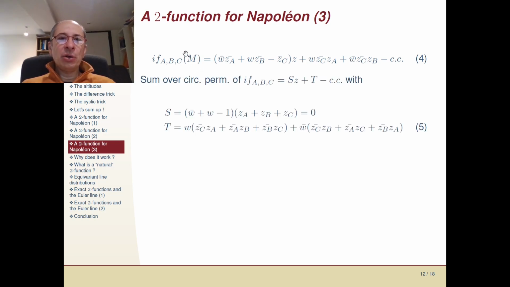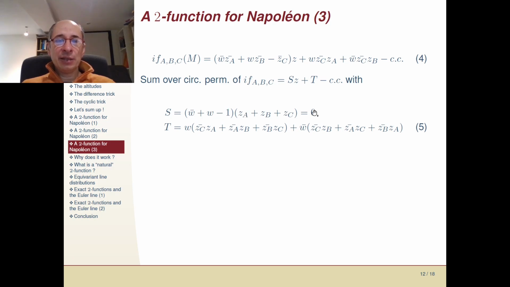Now we would like to know if this two function is cyclic. For this, we sum over cyclic permutations, and we obtain something like this, factorizing by Z. We have here an expression which is the sum over all cyclic permutations of the letters ABC times Z, plus something I call T, which is the sum over all cyclic permutations of this term, minus the complex conjugate of the whole thing. It turns out that S has the form (W bar plus W minus 1) times (ZA plus ZB plus ZC), which is equal to 0, because you can remember that W is exponential of i pi over 3, so it has a real part which is equal to 1/2. So this is equal to 0.